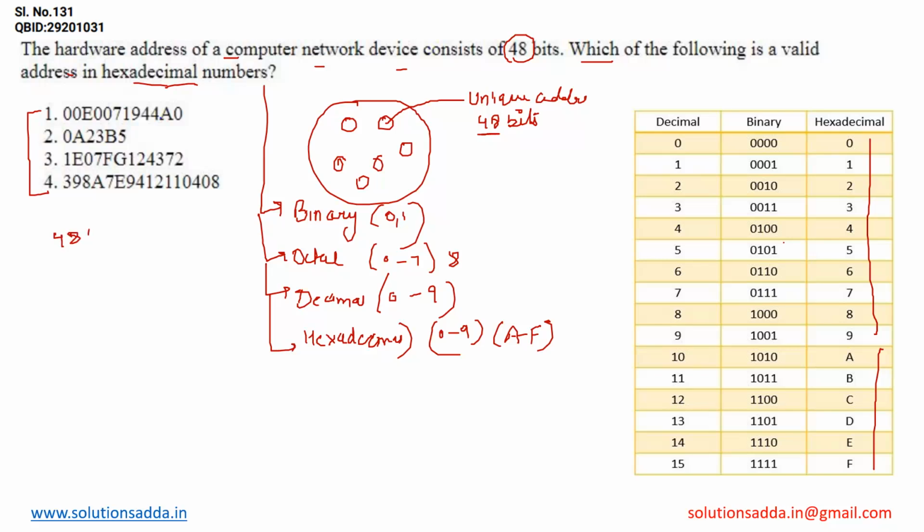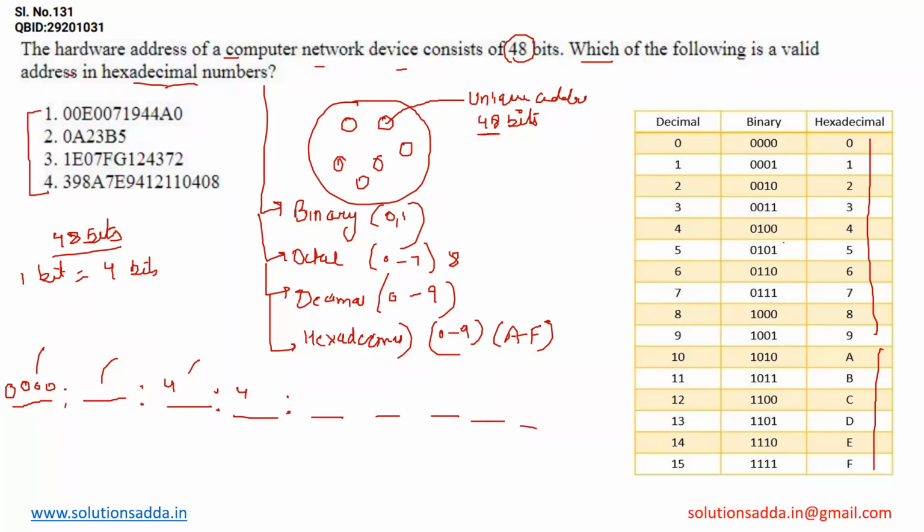48-bit, we need to identify these 48 bits, and 1 hexadecimal digit takes 4 bits. You can say the representation equals a set of digits, colon, again a set of digits, colon, and each group takes 4 bits, like 4 bits here, 4 bits here, 4 bits here and 4 bits here. Up to that much combination we get the 48 bits. Can you calculate that? It will take 12, because 12 into 4 equals 48 bits.